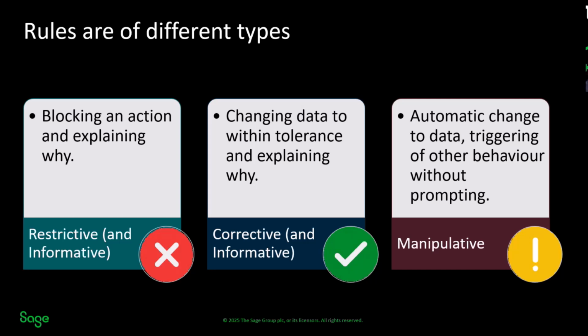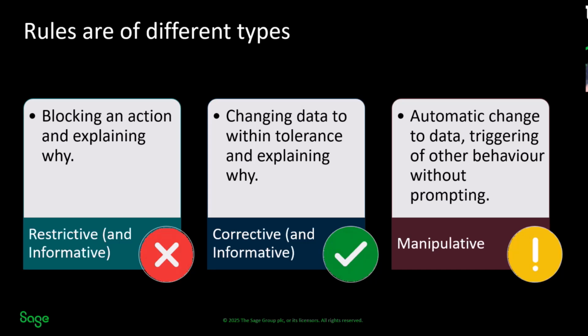So you might find that a correction takes place when you type in the name of a city and it's capitalized, because that's the standard and convention that the business uses. This is an example of a corrective rule.